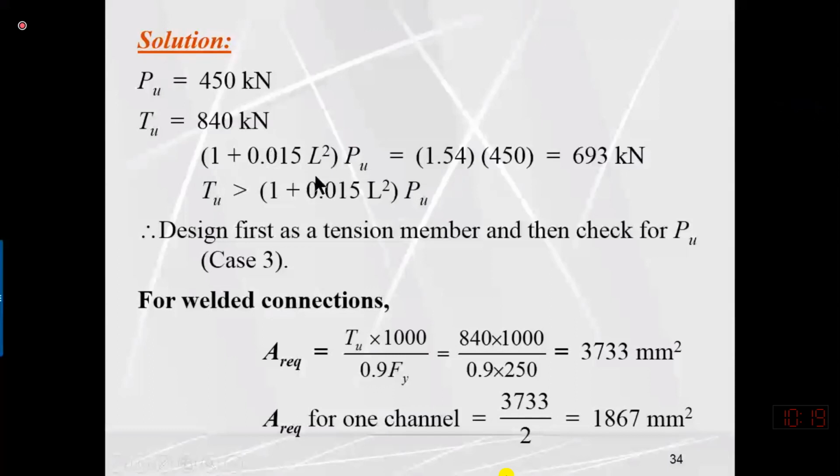If we compute this parameter, PU is 450, so this equivalent compressive load is 693. But the factored tensile load is 840. It means that the right hand side, which is 693, is less than TU. So TU is larger, and case 3 is satisfied. So we will design this member as a tension member, but later on, we need to check the capacity in compression also.